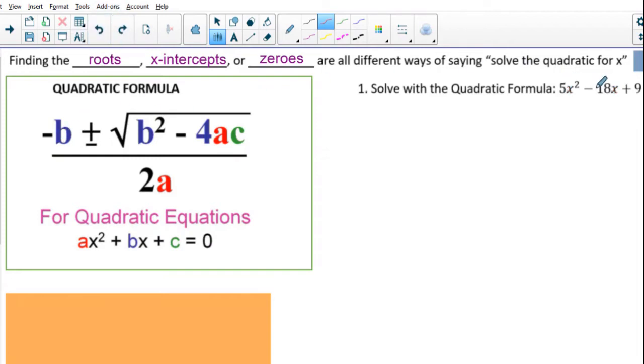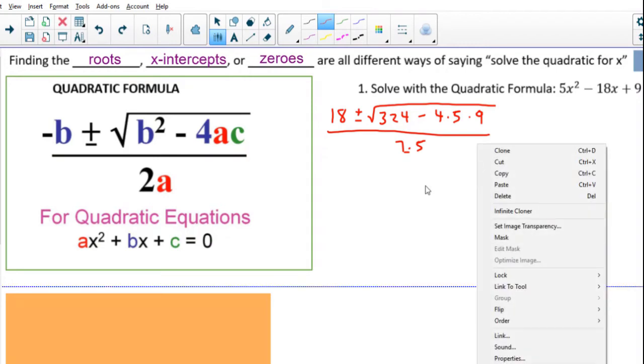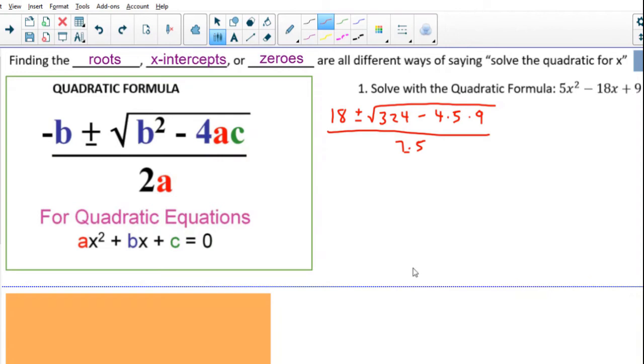So first of all, negative b, I'm looking at negative 18. The negative is going to change that sign to positive 18. Remember, a negative negative is a positive, plus or minus the square root of b squared. So I'm doing 18 times 18, 324. And then minus 4ac. So I'm doing 4 times 5 times 9. And this is all over 2a, right? So 2 times 5 would be 2a. All right, and really to solve this, we're just going to simplify all these numbers with PEMDAS, working inside this radical first and just seeing what we can simplify.